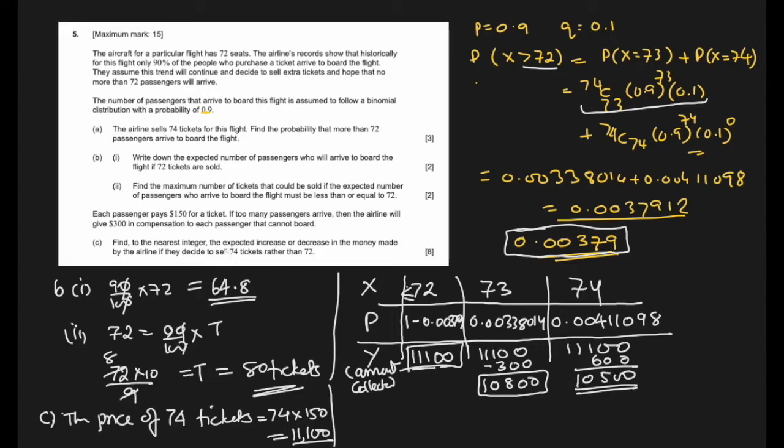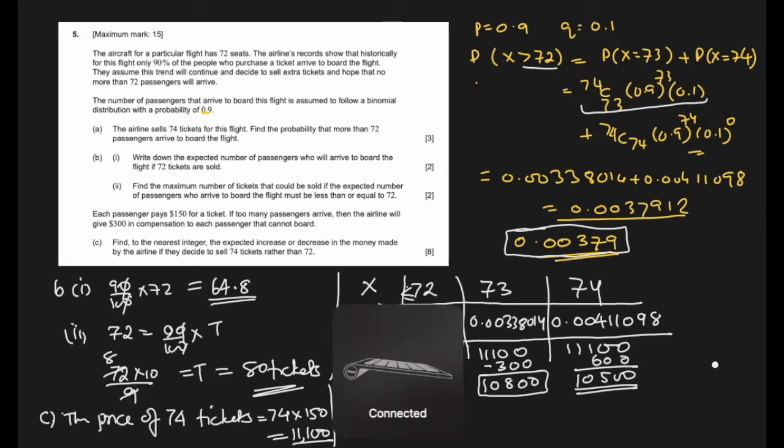The question is to find to the nearest integer the expected increase or decrease. Let's find the total earning first, and then we'll decide whether it is an increase or decrease.